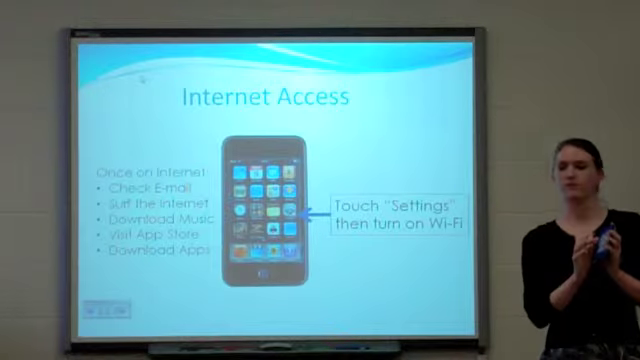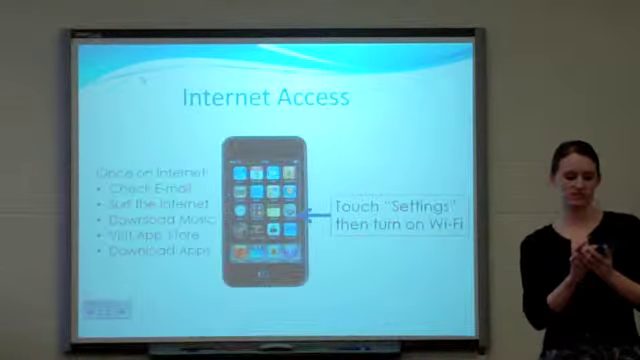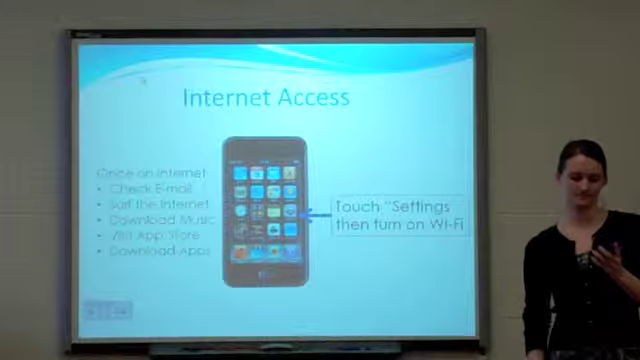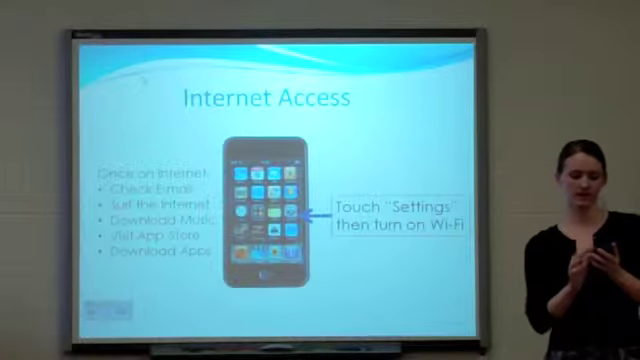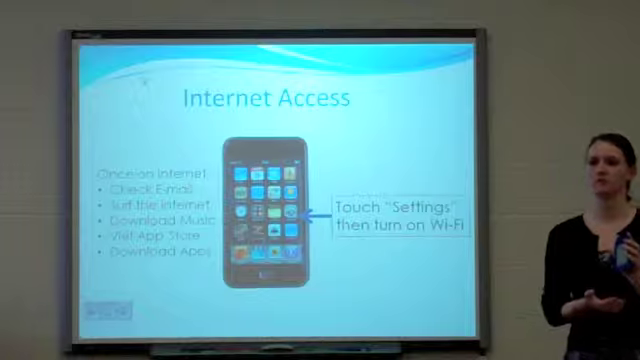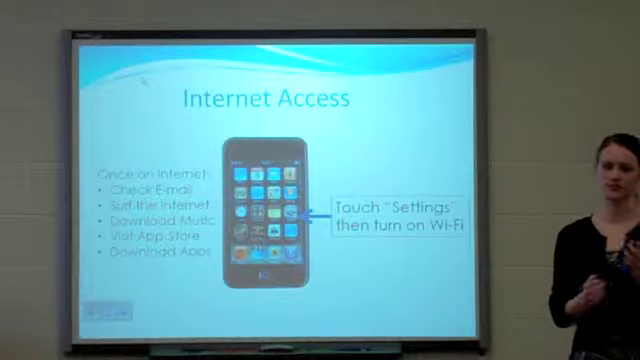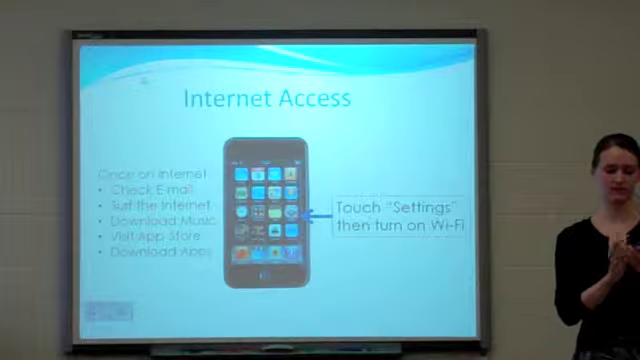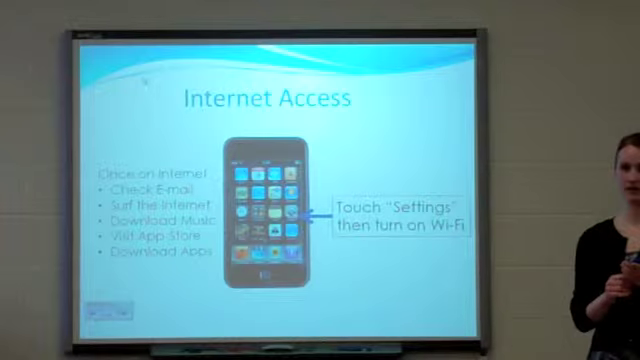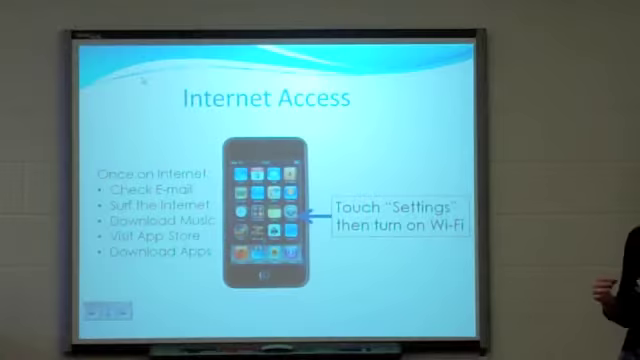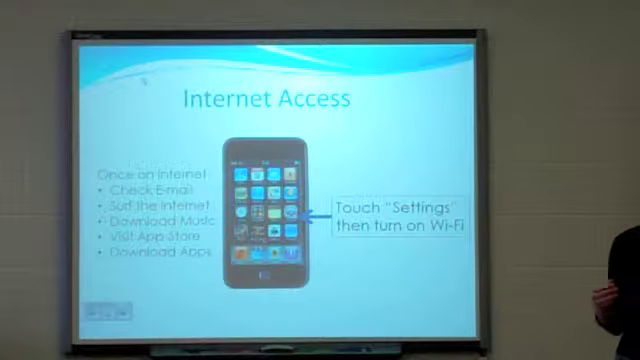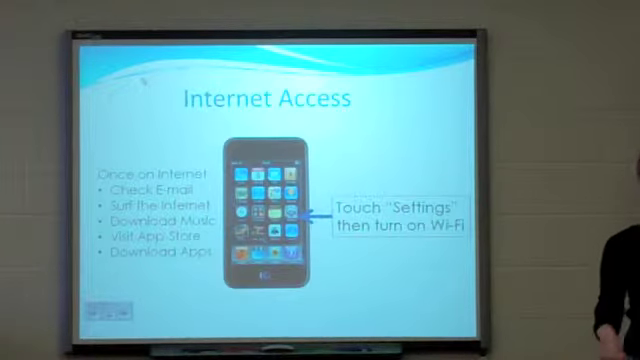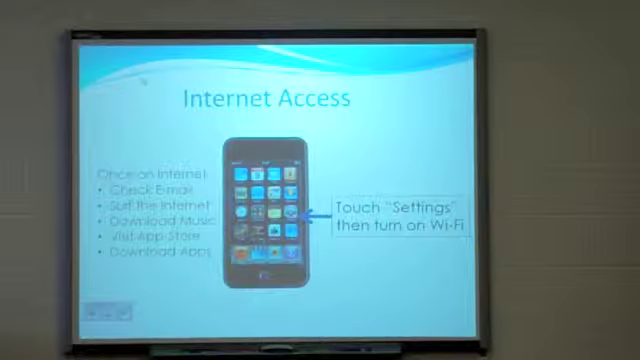and then it'll say Wi-Fi, which is the second one down. If you just click on Wi-Fi, and then it'll have a list of the different wireless internet connections you can go to. So we would want BGSU because that's where we're at. If we click on BGSU, it should take you to a login page. Now you can check your email and you can surf the internet, download music, visit the App Store, which is what we're going to do next.